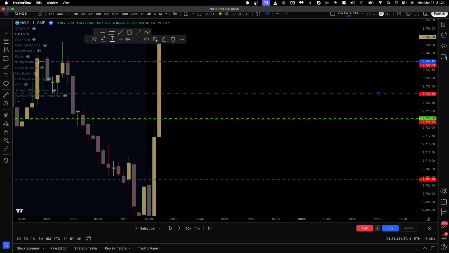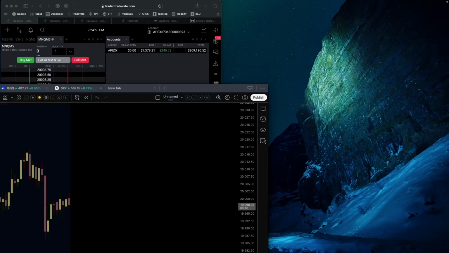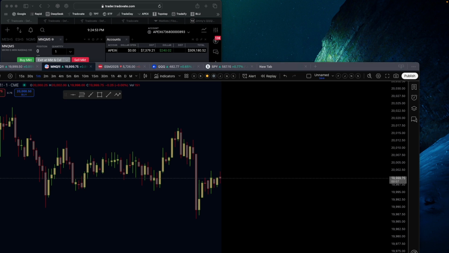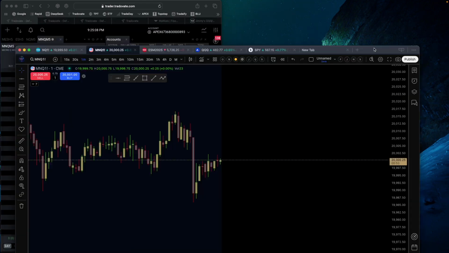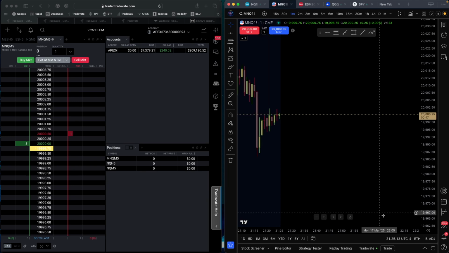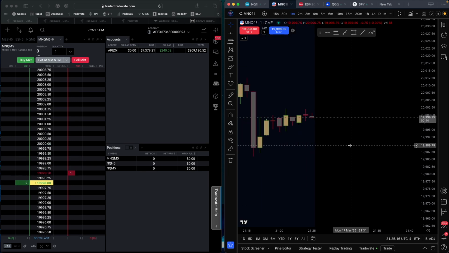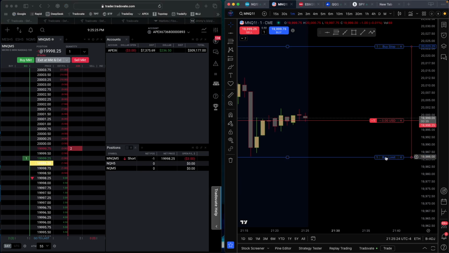So my stop loss, if I go over here, I got to sign back in real quick. I usually put a 100 point or 100 tick stop loss, but I don't keep it there. I'll move it, and I'll show you that here in a minute. Let me go back to MNQ. All right.